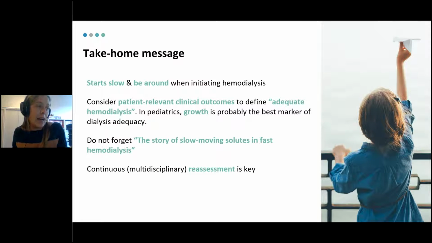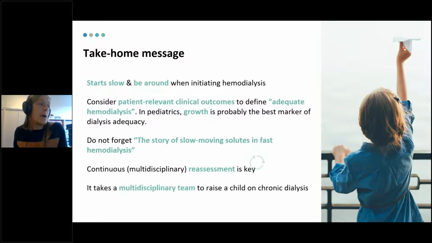And I think key is continuous reassessment of all aspects of adequacy. And it really takes a multidisciplinary team to really raise a child on chronic dialysis.